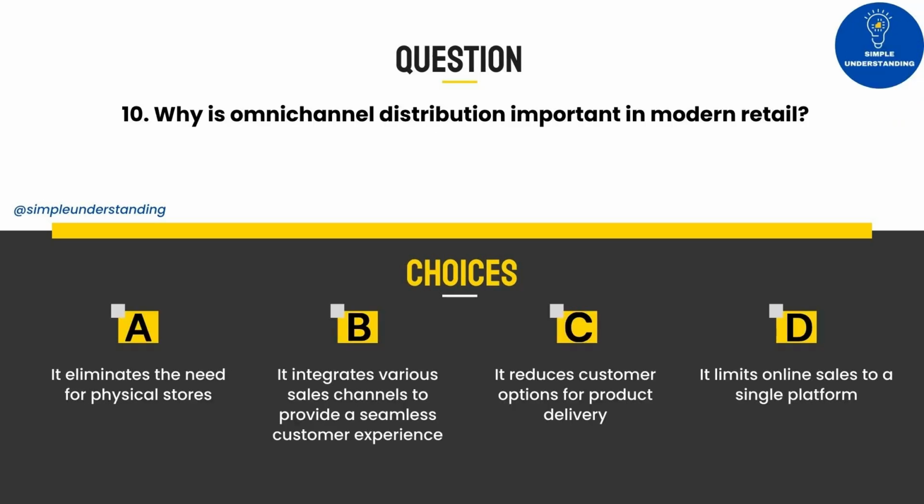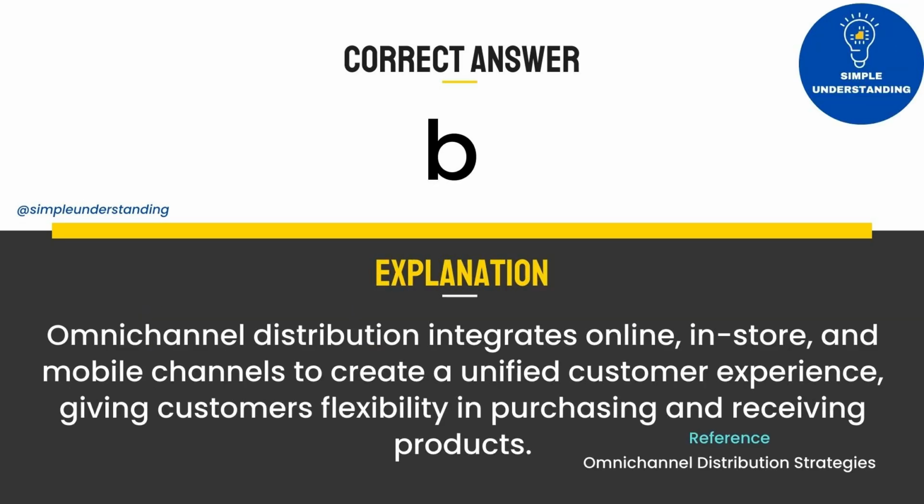10. Why is omni-channel distribution important in modern retail? A. It eliminates the need for physical stores. B. It integrates various sales channels to provide a seamless customer experience. C. It reduces customer options for product delivery. D. It limits online sales to a single platform. Answer B. Overall explanation: Omnichannel distribution integrates online, in-store, and mobile channels to create a unified customer experience, giving customers flexibility in purchasing and receiving products.